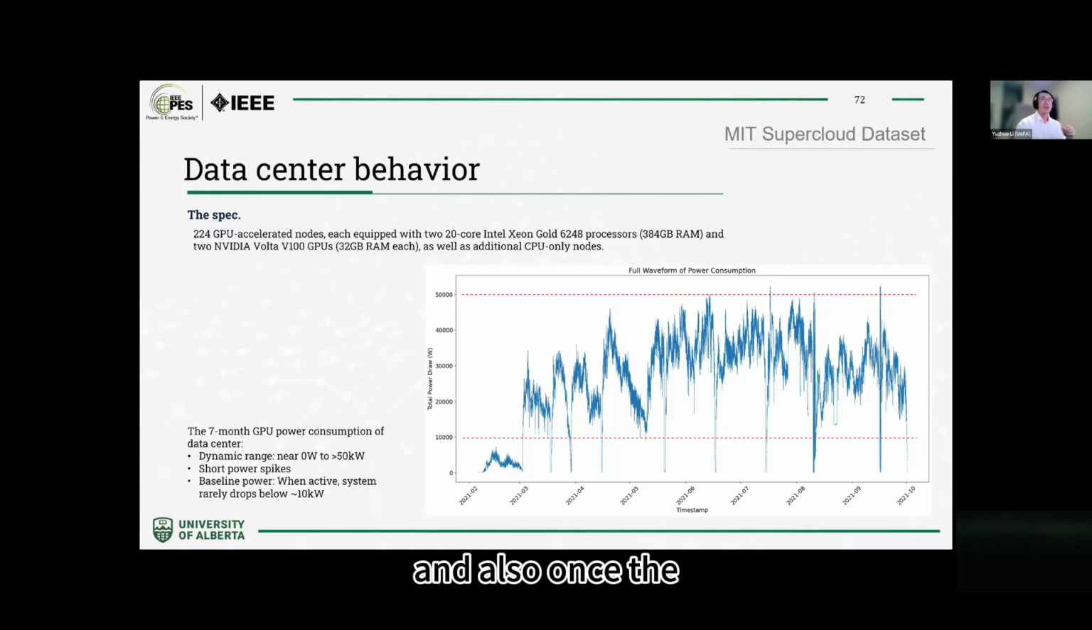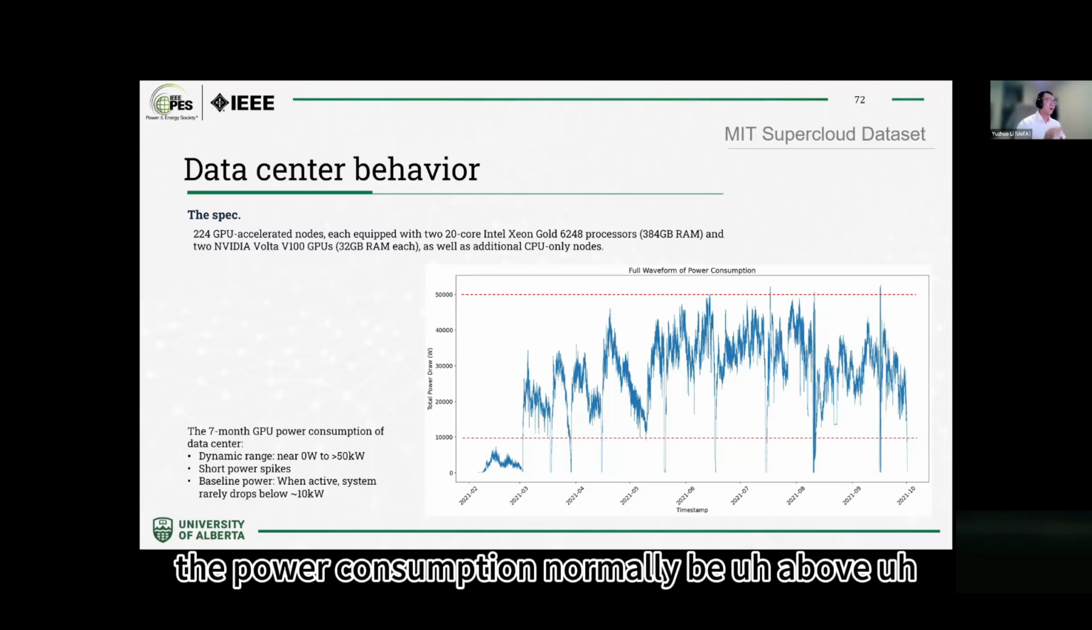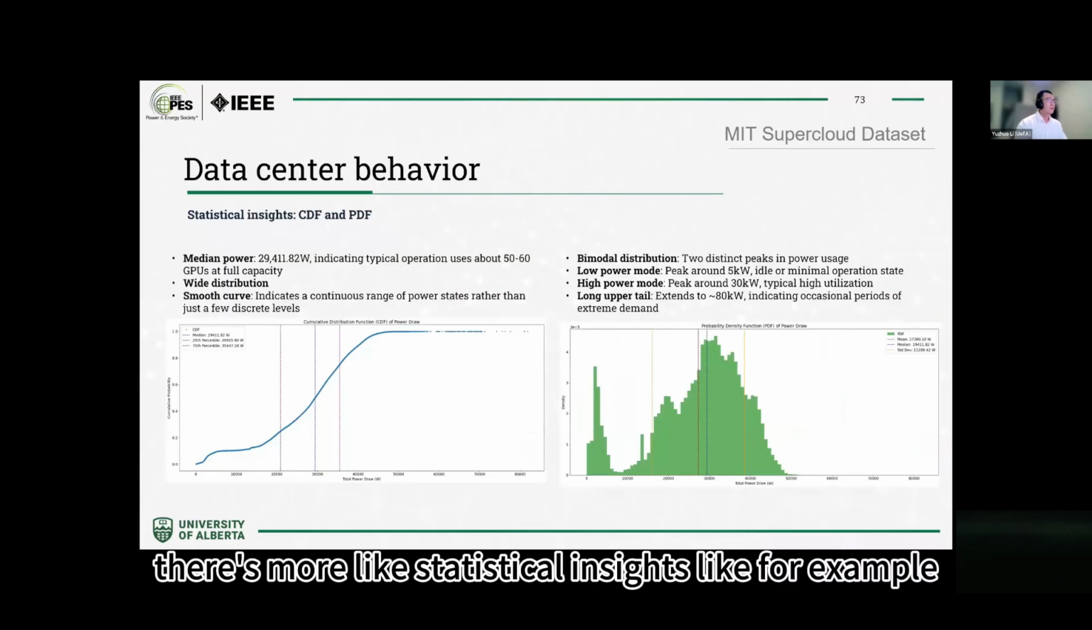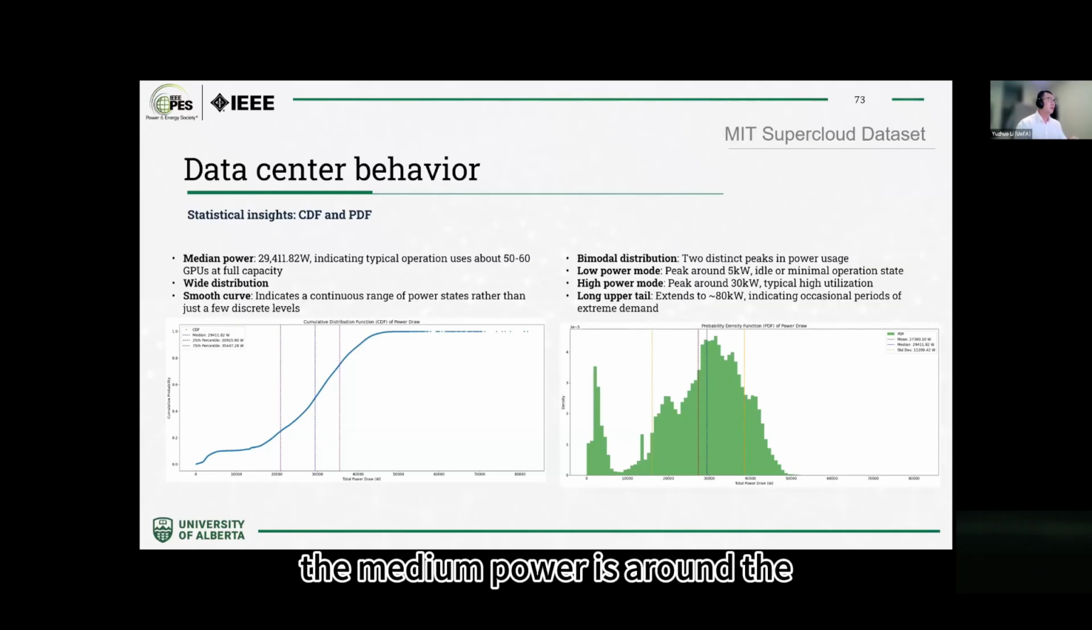And also, once the GPU or the cluster gets activated, the power consumption is normally above 10 kilowatts. And there are more statistical insights. For example, the median power is around 30 kilowatts.